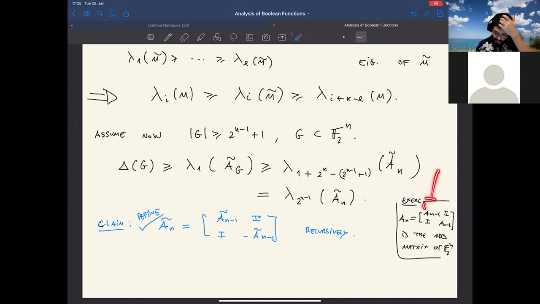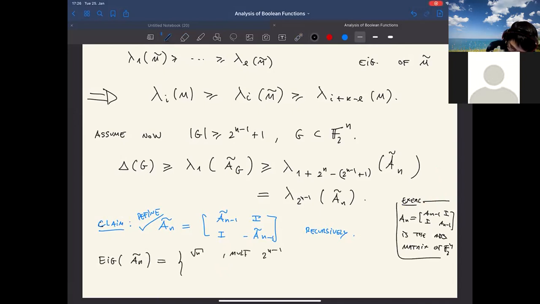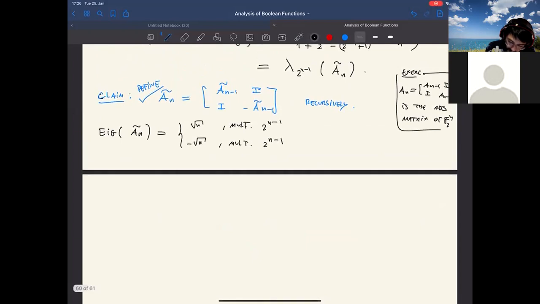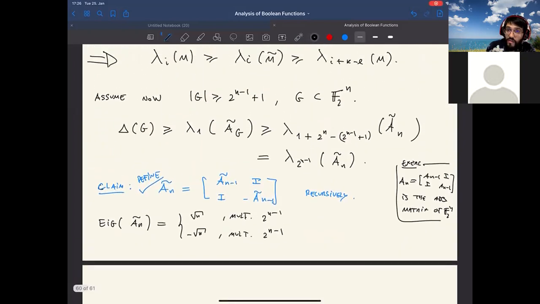And so if we can show that this is the adjacency matrix, this is just some signed adjacency matrix, and that the claim is that the eigenvalues of An tilde are exactly square root of n with multiplicity 2 to the n minus 1 and minus the square root of n with multiplicity 2 to the n minus 1. And if that is true, then the 2 to the n minus 1 largest eigenvalue of A tilde is the square root of n, and that's done. Then this guy is greater or equal than square root of n.